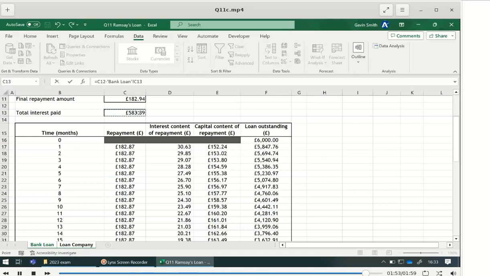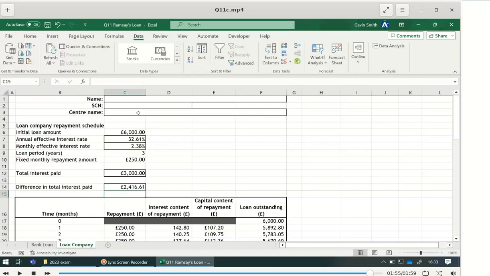To reference a cell on the other sheet, you can just start typing the formula, press minus, and then click on the tab at the bottom to go to that sheet, click on the cell you want to reference, and then finish filling in the formula. And that's probably the easiest way to make a reference in between sheets. And we can see that the total interest paid will finally be 2,416. Well, the difference in interest paid between the two deals is £2,416.61.